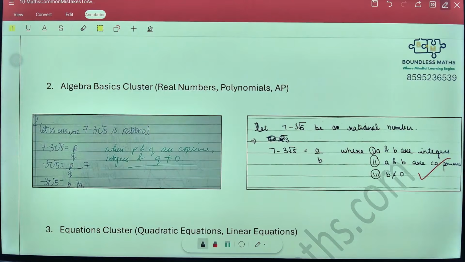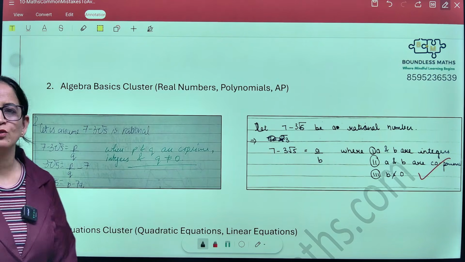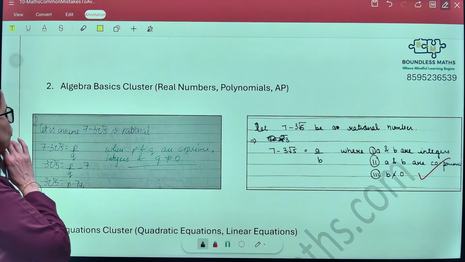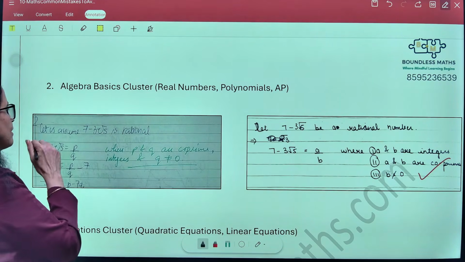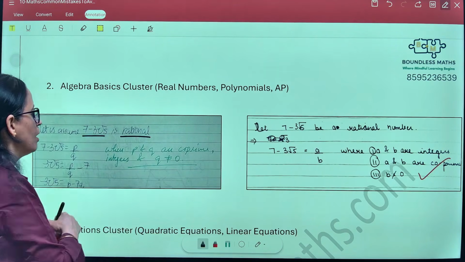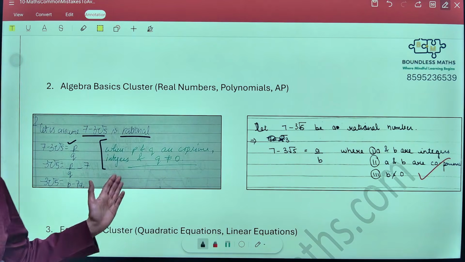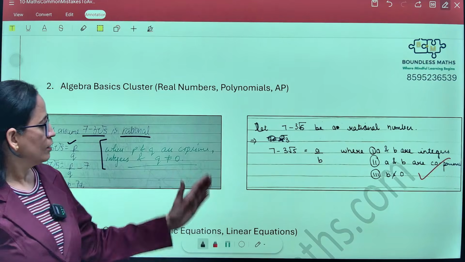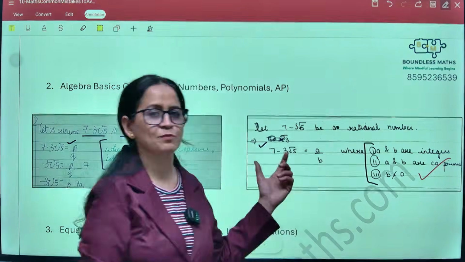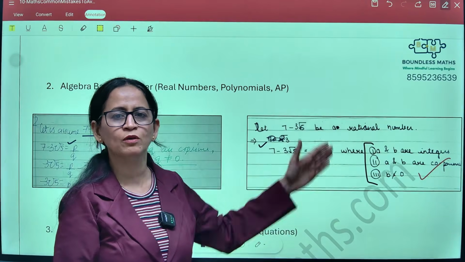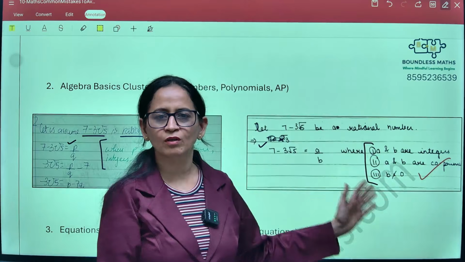Let's look at the algebra cluster. Now this is one short question that is going to come in your board exam. You need to prove that the given expression is irrational. Now you start with the assumption that the given expression is rational, but you forget to write where P and Q are co-prime, they are integers and the denominator cannot be 0. The correct way is you mention all the 3 conditions where you are assuming that the given expression is rational of the form A by B or P by Q. Write A and B are integers, they are co-prime and B cannot be equal to 0.